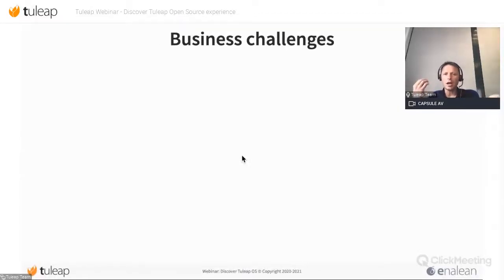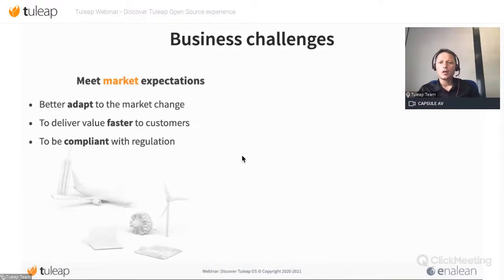So let's speak about the business challenges and why we created Tuleap around them. The first challenge is about the market. Everyone here knows that market expectations increase a lot and are more and more difficult to respect. So it's important to be able to adapt to market change. And you have to deliver value very fast, so your organization has to be as efficient as possible. The last one is about regulation and norms. There are more and more norms for our development process and products, so it's very important to be compliant with this regulation.